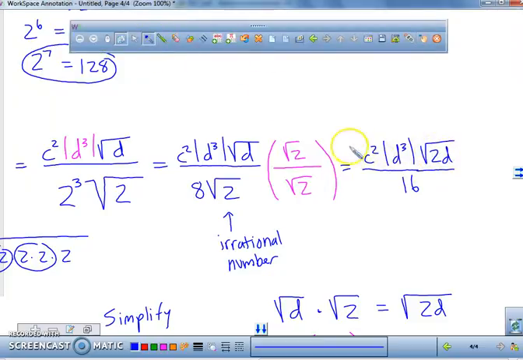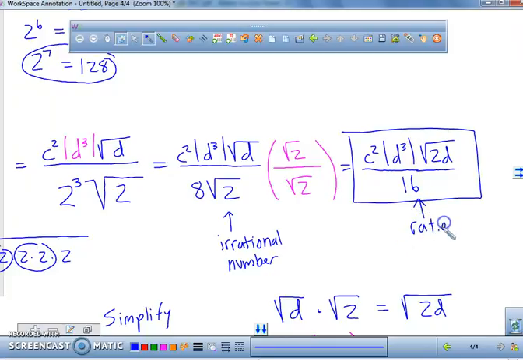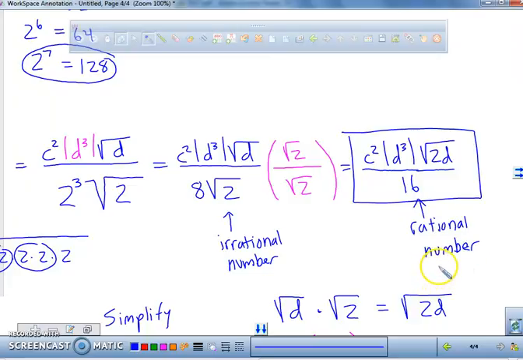So our final answer, everything is simplified. Why is this simplified? Because now we don't have an irrational number in the denominator. What do we have? We have a rational number in the denominator. So the process we just did was called rationalizing the denominator. Okay?